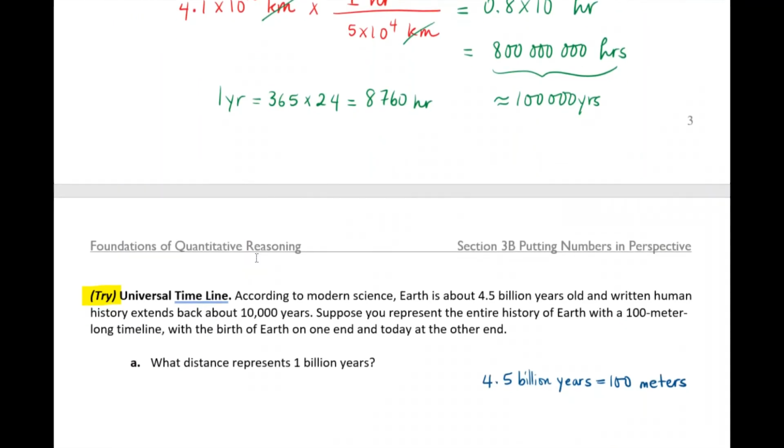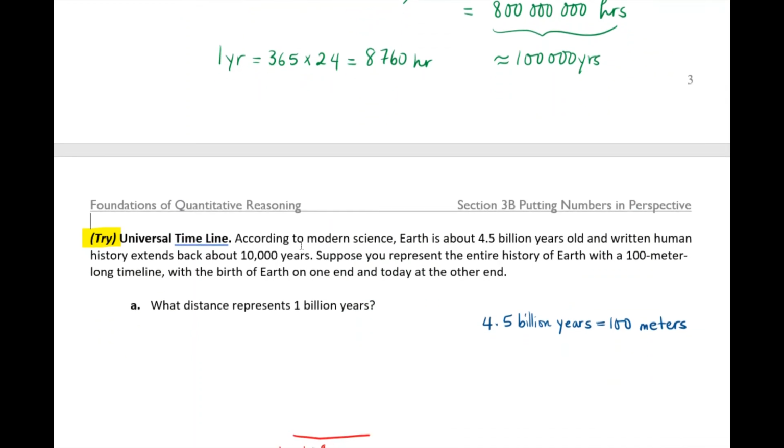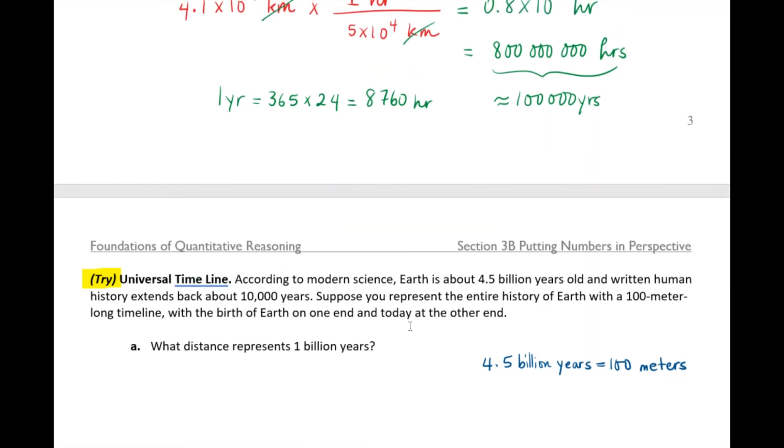And the final example is a try example. You can check this problem. The age of Earth is 4.5 billion years, and the human history is like 10,000 years. So let's say you try to represent the entire history of Earth with a 100-meter long timeline. So 4.5 billion years is represented by 100 meters. And the question is this: what distance really represents 1 billion years? You can pause and work on this problem now.